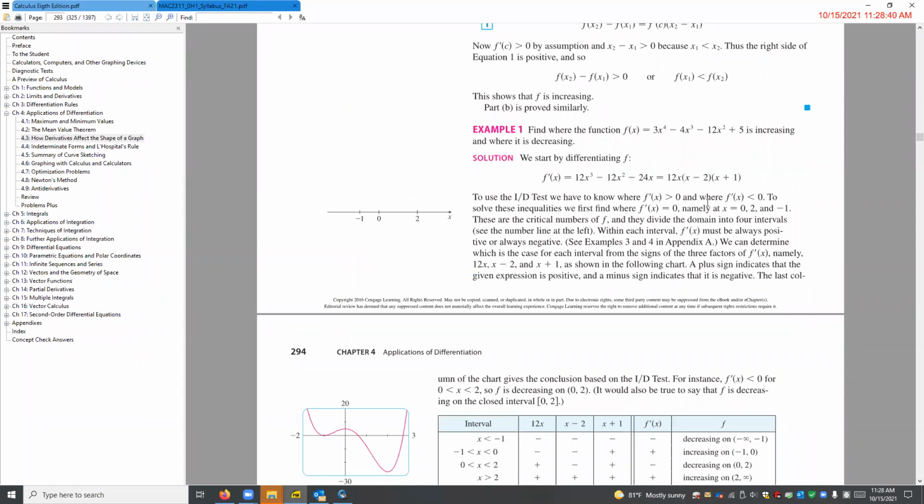So I'm going to write this down and we'll come back over. Find intervals of increase and decrease for f of x equals 3x to the 4 minus 4x cubed minus 12x squared plus 5.